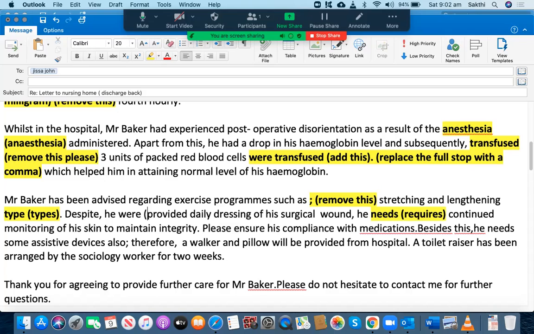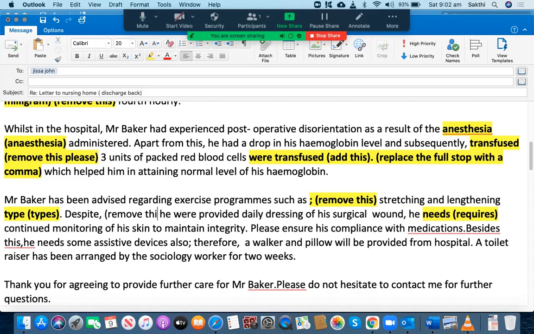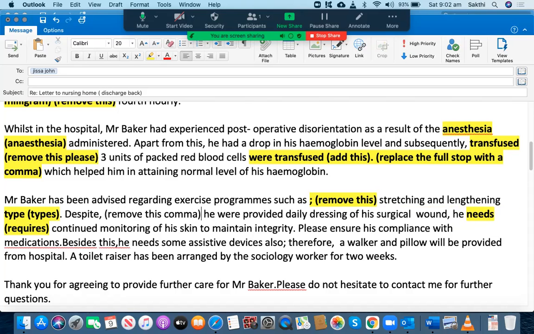Okay, he was provided. Okay, but again, placing the comma is also incorrect here. Okay, remove this comma. You don't need any comma after despite. Okay, so what would be the best way of rewriting this sentence? Because this sentence isn't that good. Okay, so how she could have written it is like this.